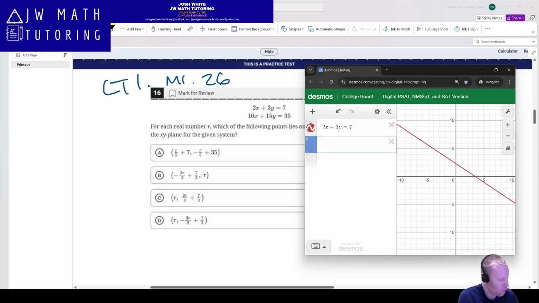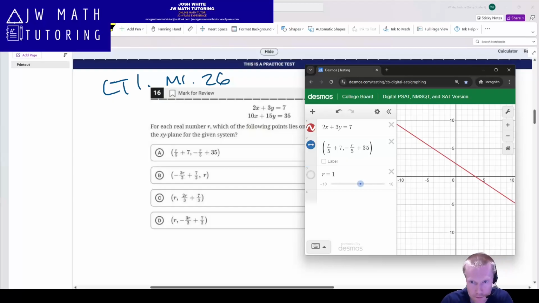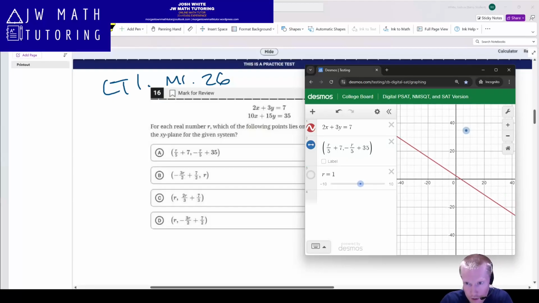now, all we need to do is run through the answer choices as points, and we're going to put in a slider, and we're going to see which of our answer choices are on this line. So let me just zoom out. Okay, see, there's the point way up there. It says in the problem for each real number r. So regardless of what r is, it has to be on the line in order to be the correct answer. This is not on the line, nowhere near the line, so this is wrong.